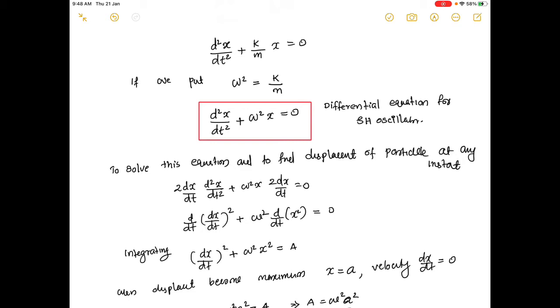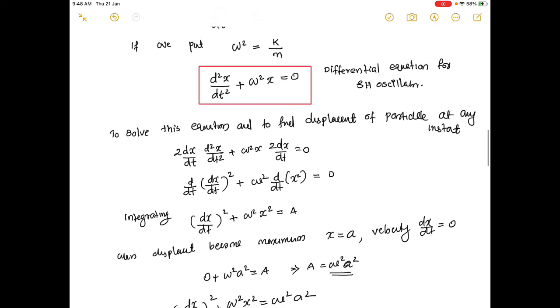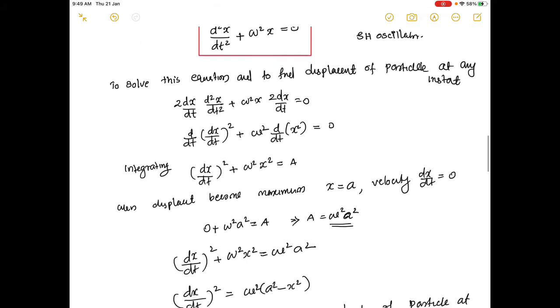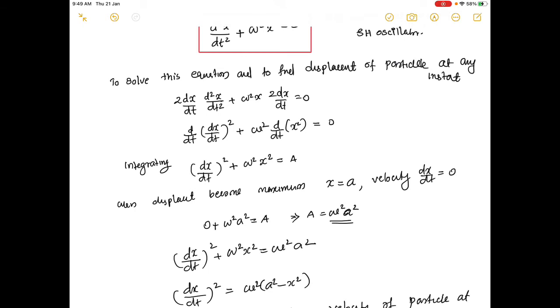I just multiply this equation by 2 dx by dt. So I can rearrange it as d by dt of (dx by dt) square plus omega square d by dt of x square is equal to 0. Then I integrate once, and the differentiation is lost. So (dx by dt) all square plus omega square x square is equal to A, where A is the integration constant.